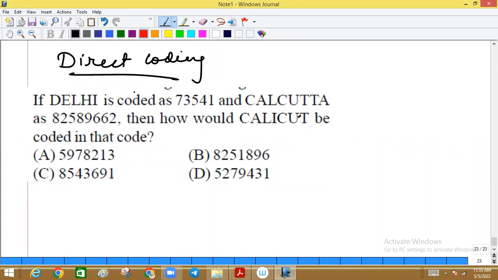What is the clue? Many people, the moment they see this particular question in the exam, because there are letters and there are numbers, they think that it is a forward coding or reverse coding question. No. Before coming to that conclusion, you have to check the common letters. For example, between Delhi and Calcutta, what is the common letter? L. Here also L. In this case, L is coding for what? 5. In this case also, L is coding for 5. So it means that D is directly coded as 7.